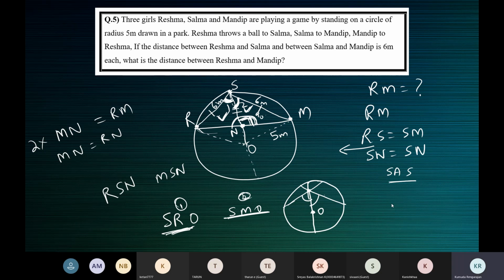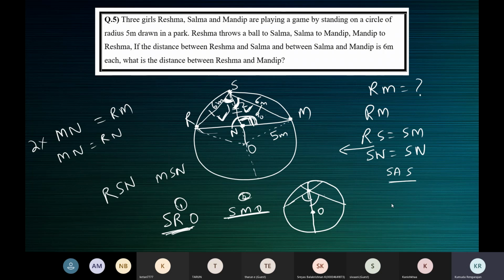6 meters. Then RO of the first triangle is equal to MO of the second triangle. Radii of the same circle. SO is equal to SO, common side. So by SSS congruence criterion, the two triangles are congruent to each other. CPCTC, angle 1 is equal to angle 2. In two congruent triangles, the corresponding angles are equal and the corresponding sides are also equal. So angle 1 is equal to angle 2. Wasn't that easy? Yes, it was easy. It is easy. All right, children.